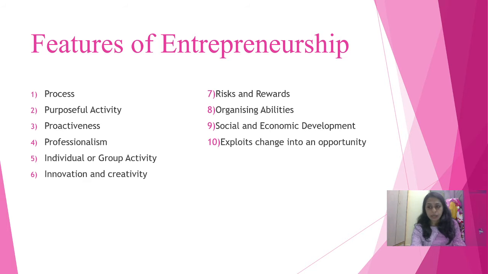So the first feature is process. What do you mean by process? Process is something ongoing. So creating something new, processes, techniques. The entrepreneurship process requires managerial activities such as planning, organizing, directing, controlling, and this is ongoing. That is why it becomes a process. One example of process is development of new technology now and then, new sources of raw materials. All of these are examples that come under process.